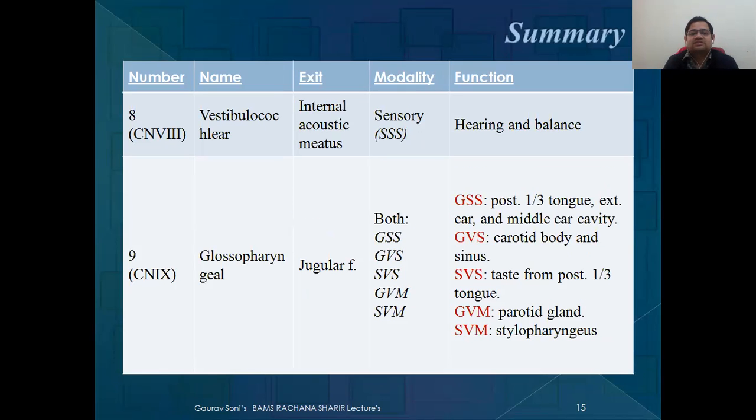Next, the eighth one is vestibulocochlear, commonly called auditory. Its exit point is the internal acoustic meatus. It is a sensory type. Hearing and balance are its functions. Vestibular part for balance, cochlear part for hearing.